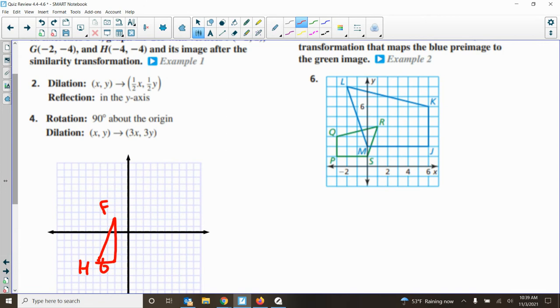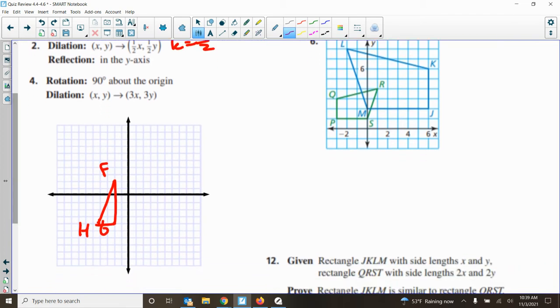Step 1 is dilate. Notice here the k is 1/2. So all you're going to do is multiply all of those components by 1/2. F was at negative 2, 2, now it's at negative 1, 1. There's F prime. G was negative 2, negative 4, so now it's negative 1, negative 2. There's G prime. H was at negative 4, negative 4, so now it's negative 2, negative 2. That's my H prime. Notice it's gotten closer to the origin. The lengths are all half of the length that they originally were.